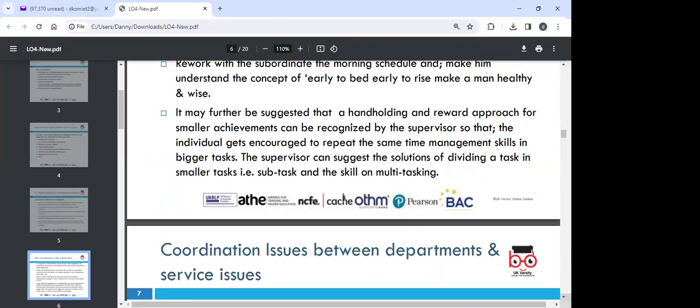It may further suggest that a reward approach for smaller achievements can be recognized. Of course, when you create some incentives to reward those who have done well, it helps big time. So the supervisor can suggest the solution of dividing a task into smaller tasks, i.e. subtasks, and the skill of multitasking.